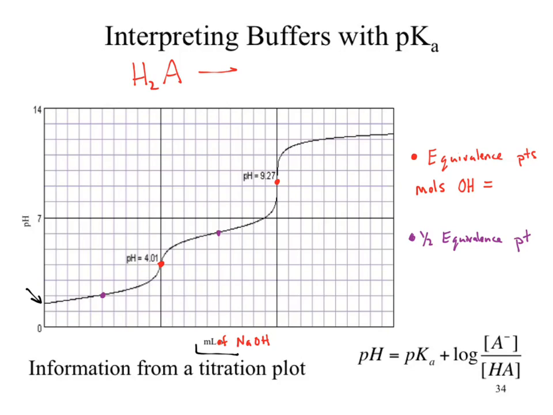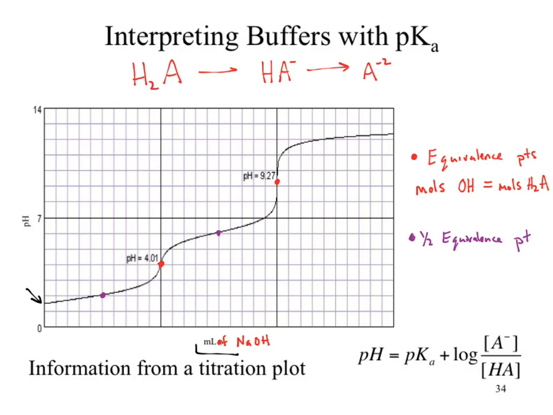If I react this with base, what do I end up with? I end up with HA minus. And if I continue to react it with base, I would end up with A minus 2. You don't have to come out with it; the moles of base we'll come back to that. Equal to the moles of acid from the first hydrogen being released. However many moles of H2A we started with.